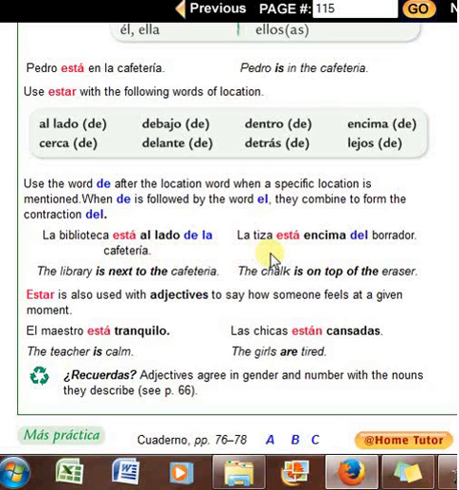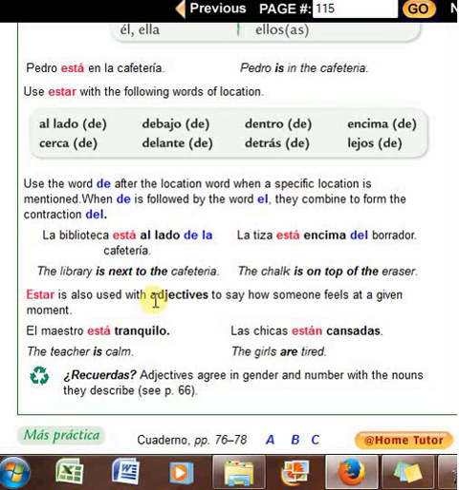Okay, but look at this other example. La tiza está encima del borrador. Because I have the construction de plus el, in Spanish, we never use de plus el. Every time you see that, you're going to combine these two terms and you use del.